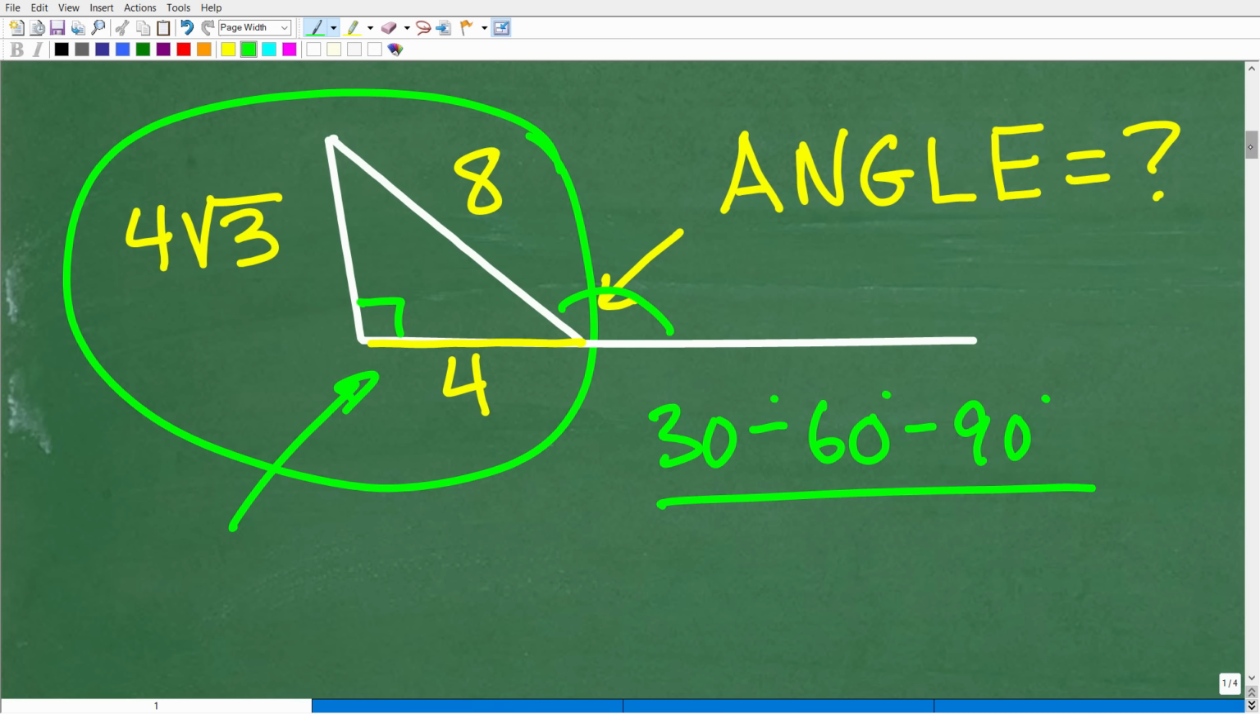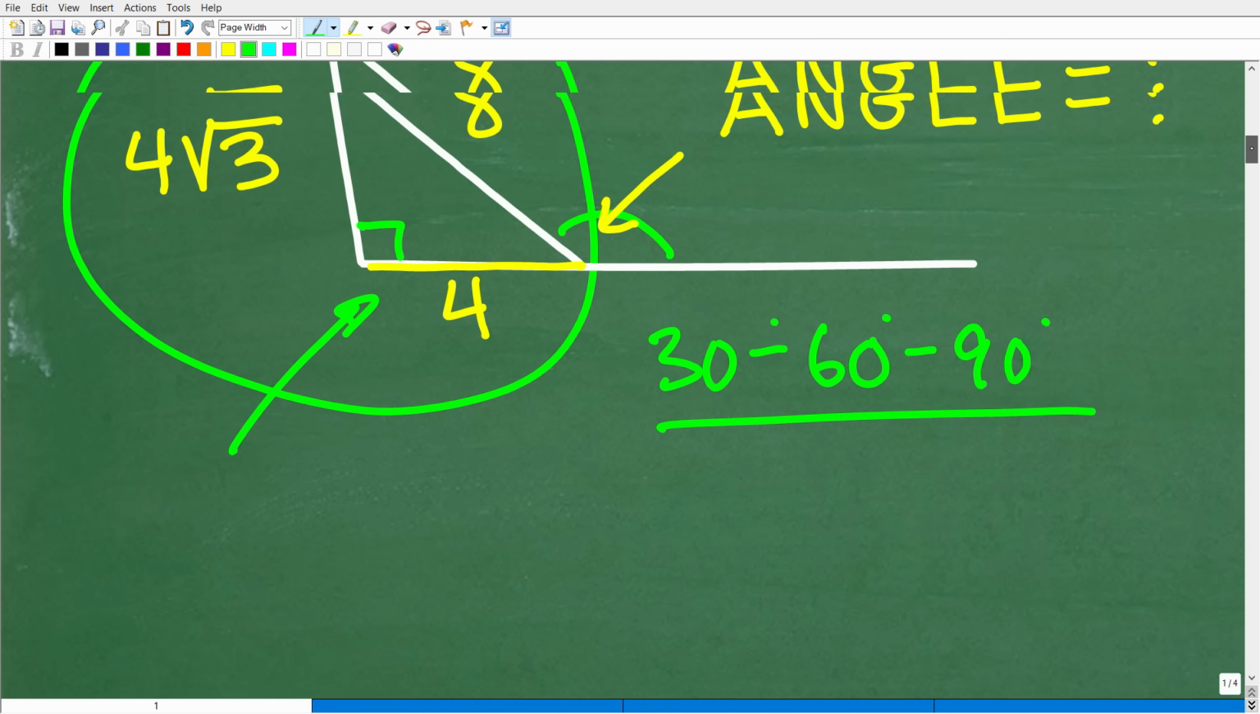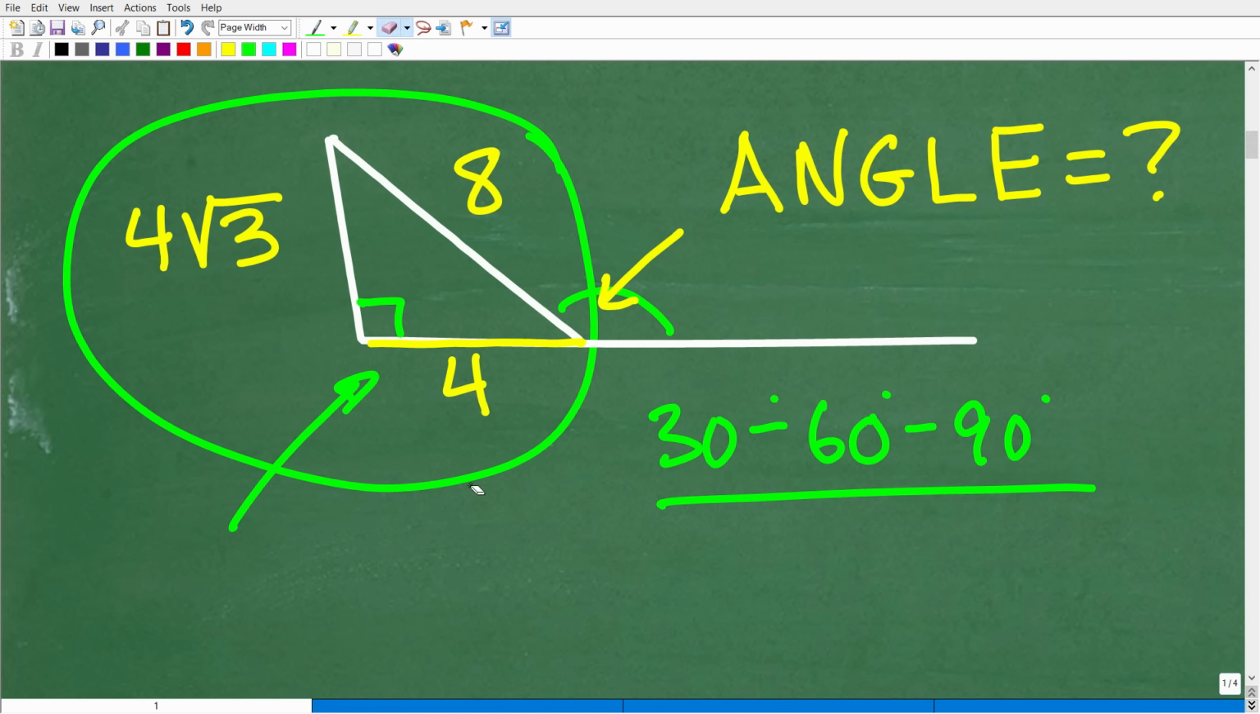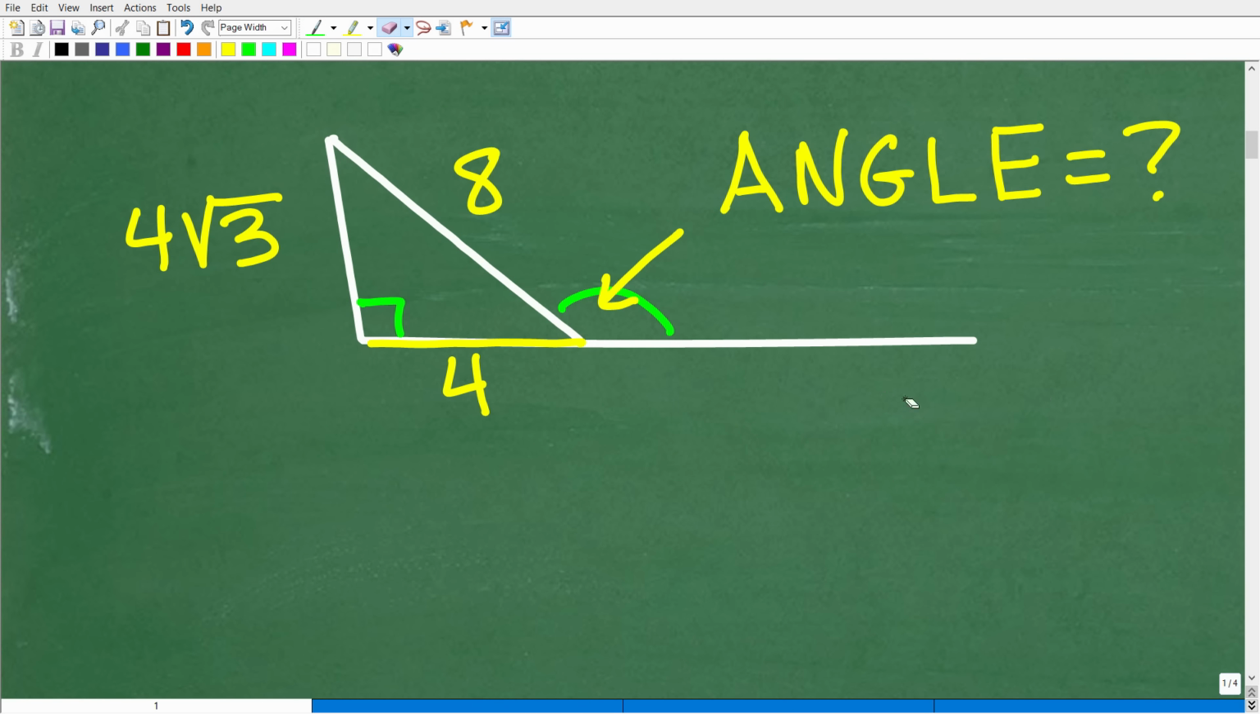Okay, so I'm going to do two things here. First of all, let me just quickly talk about a 30, 60, 90 and a 45, 45, 90 as a quick review. But let's suppose you forgot about 30, 60, 90 special right triangles. But let's say you thought, you know what, Mr. YouTube Math Man, I think this might be a right triangle. It doesn't look like a right triangle because this looks like an obtuse triangle.